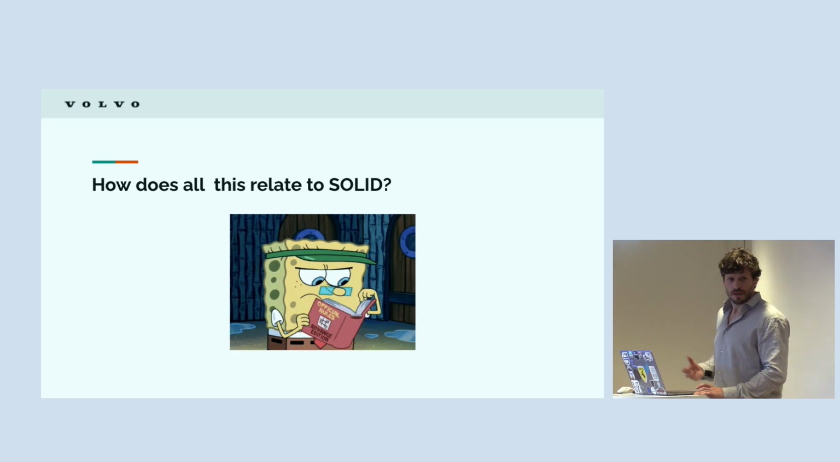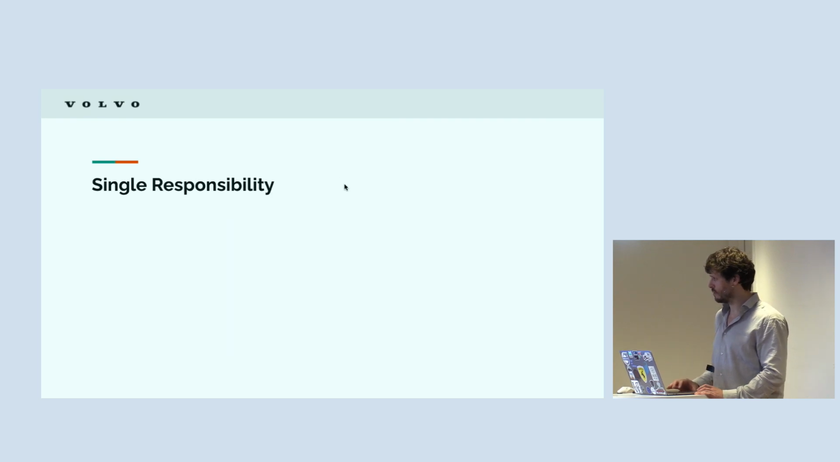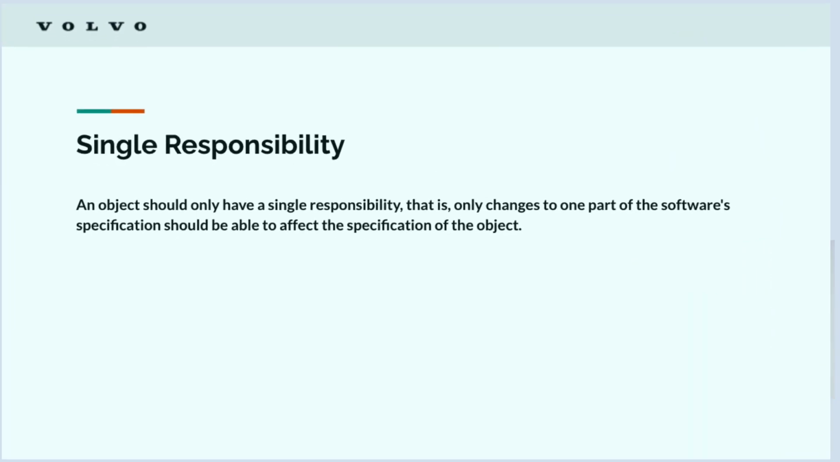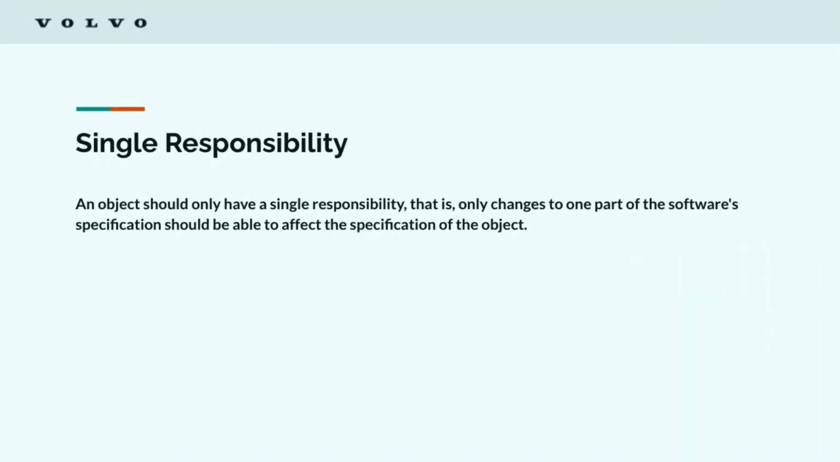SOLID is five principles of object-oriented design, for the ones that haven't heard about it. It stands for single responsibility principle, which says pretty much that an object or a class should only change for one and only one reason. Another way to say it, it should have only one responsibility.